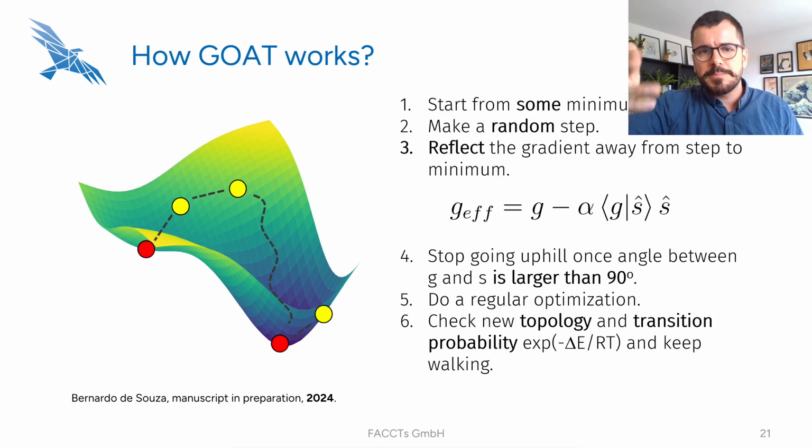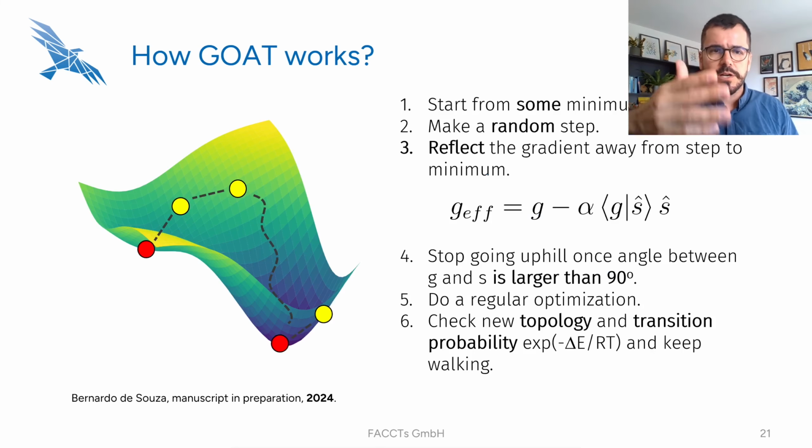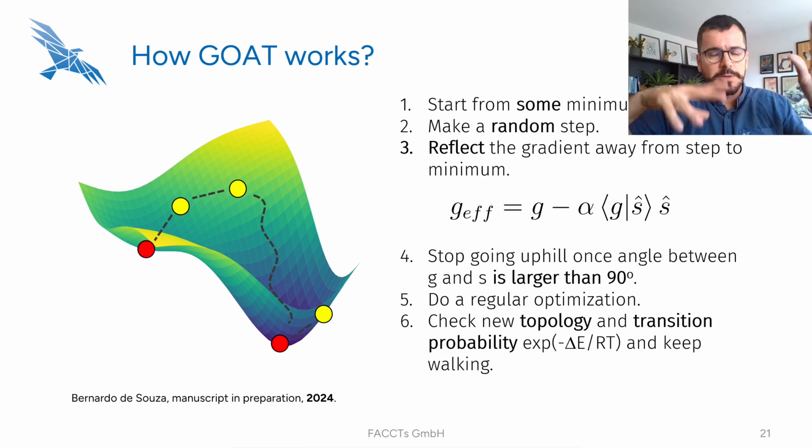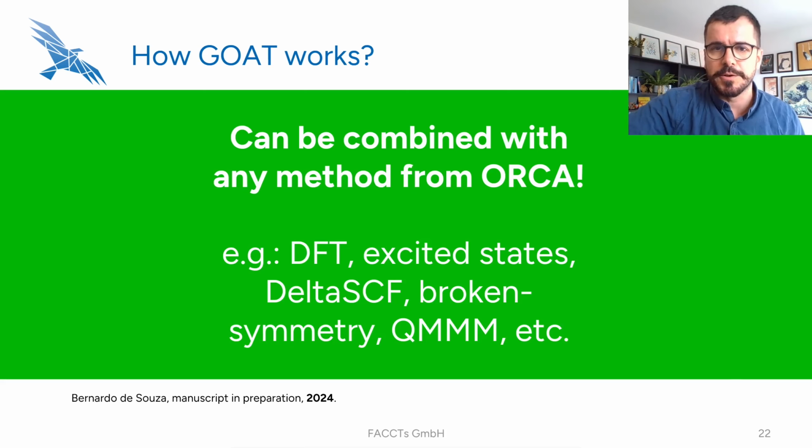So here's just a simple scheme of the algorithm. You start somewhere on the upper red ball there, you make some step, you reflect the gradient away from the minimum to walk in that direction. You stop once you perceive you cross the barrier, and you do regular optimizations and you check probability. So there's also a temperature criterion, and you have multiple workers that are spawned with different temperatures, and they can all be parallelized and do the job for you.